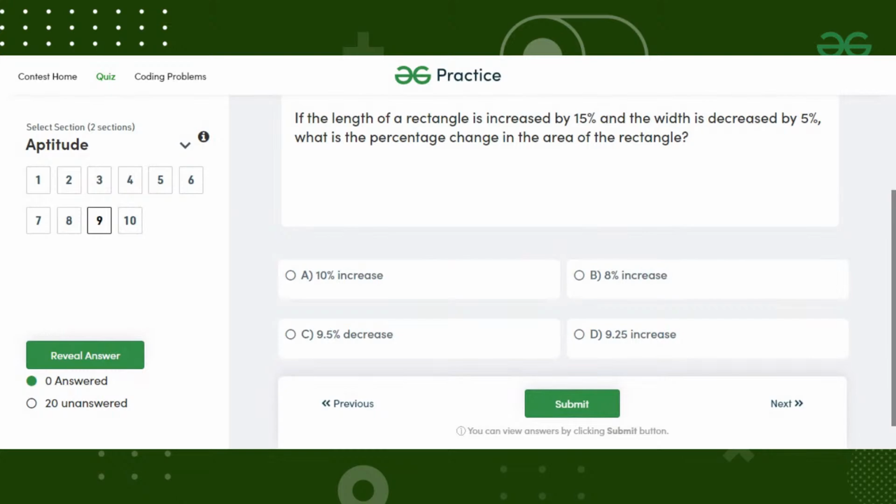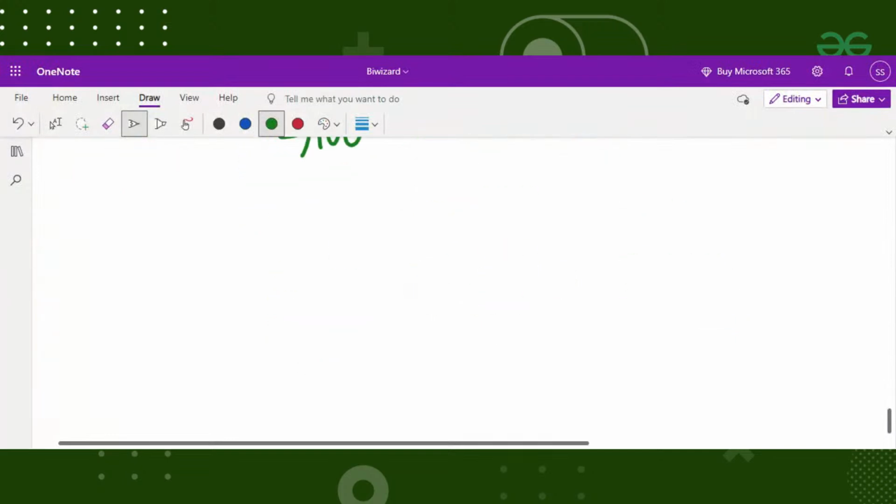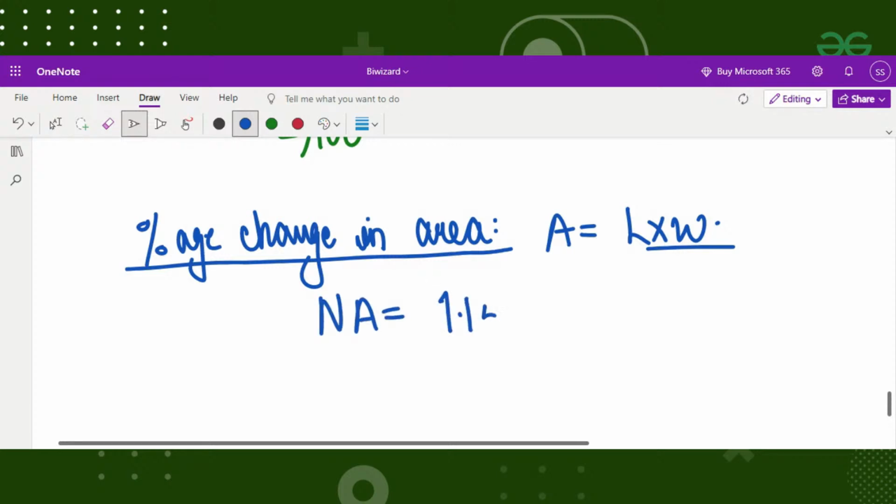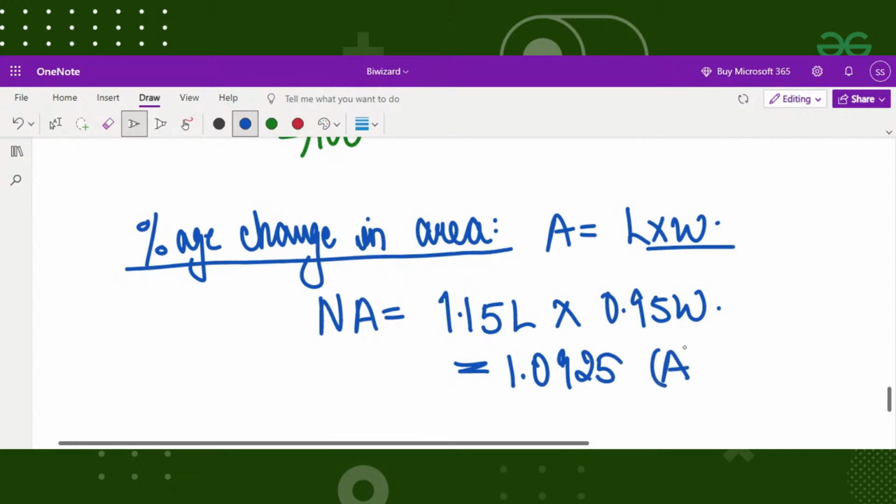Next, we have, if the length of a rectangle is increased by 15% and the width is decreased by 5%, what is the percentage change in the area of the rectangle? All right. So for that, the percentage change in area we can calculate as, initially let us say the area is length into width, correct? The new area after the change will be 1.15 L into 0.95 of width, which is a total of 1.0925 of the previous area, okay?